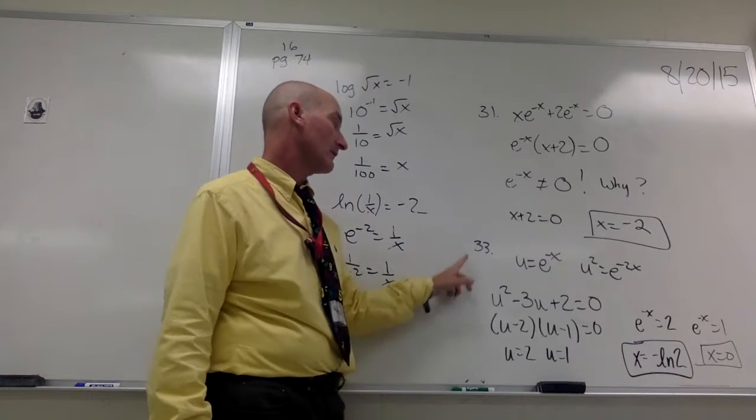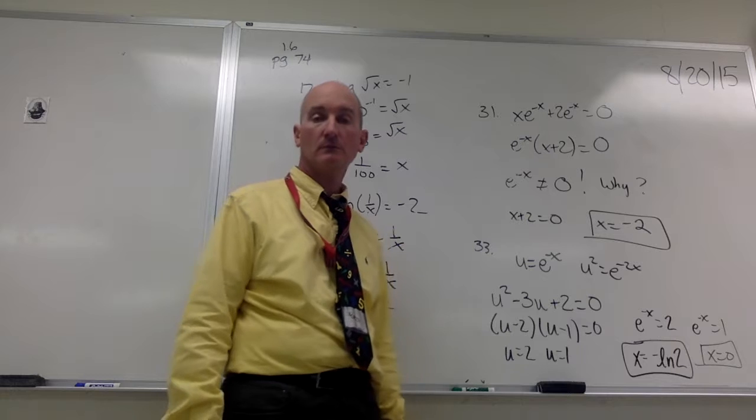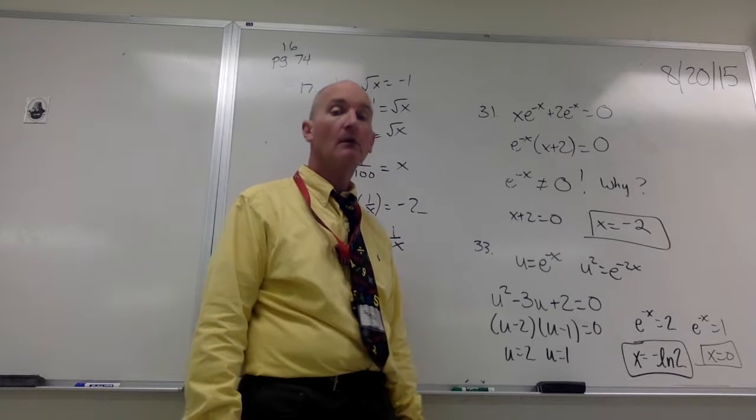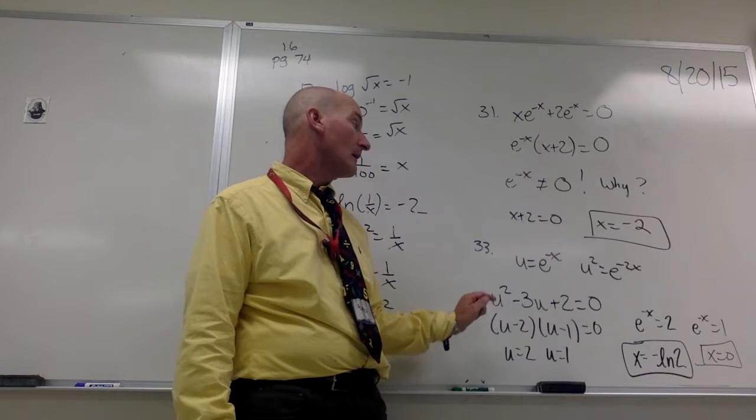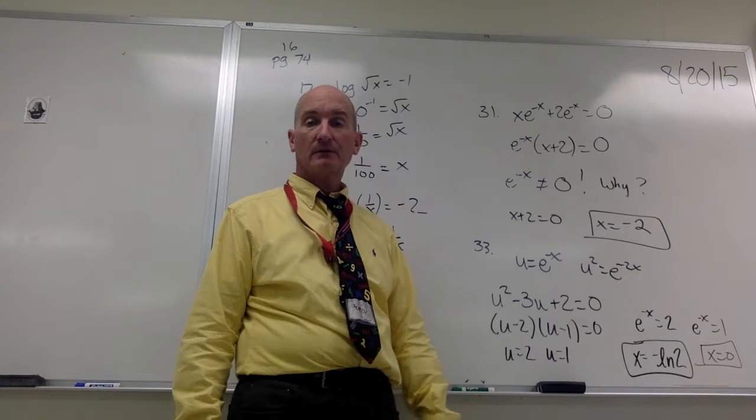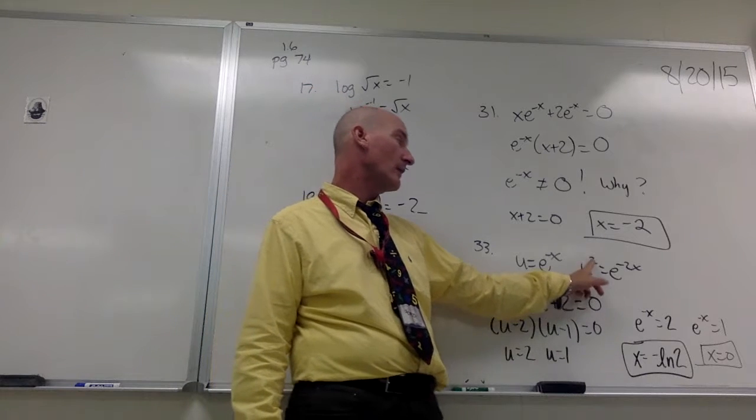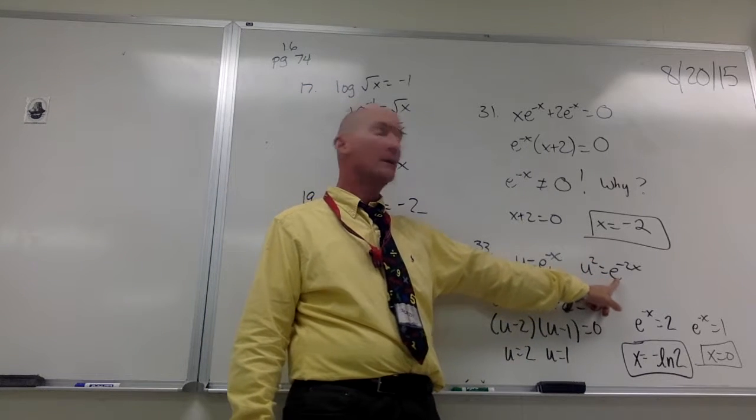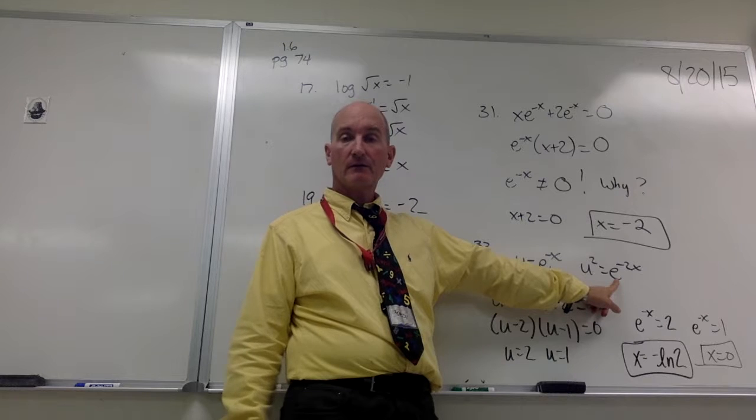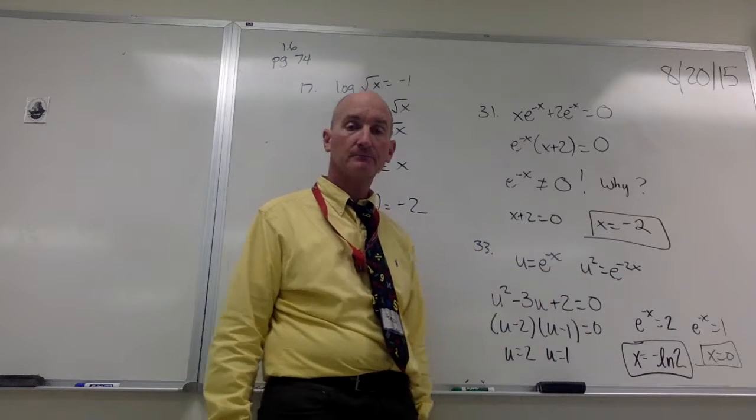And finally, on number 33, they give you a hint to do what is called a u substitution, which you're going to be doing a lot of in the future. I'm going to let u equal e to the negative x instead of e to the x like the directions said. If that's the case, then u squared is equal to e to the negative 2x. That's e to the negative x times e to the negative x. And when I multiply, I add the exponents together.